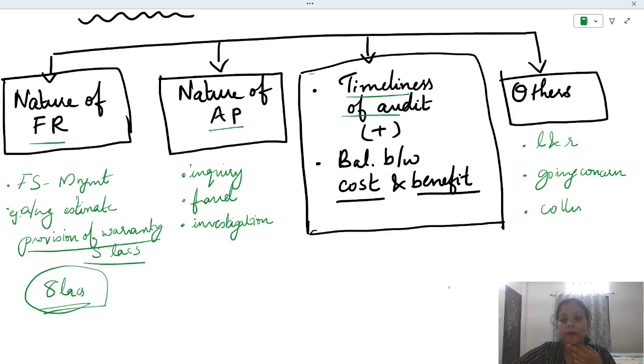Now, collusion. Some employees may be carefully committing frauds in the company, and maybe at the very senior management level they may be doing it. Such things the auditor may not be able to detect.